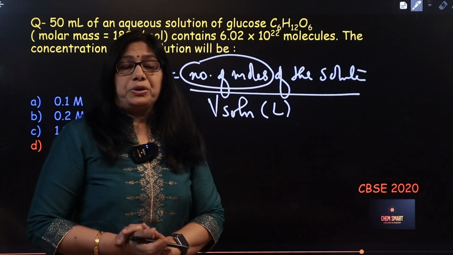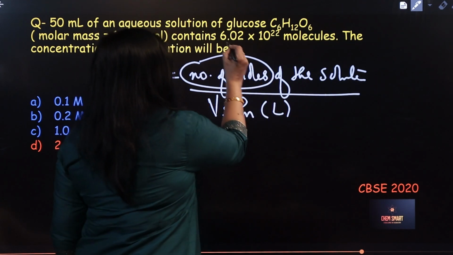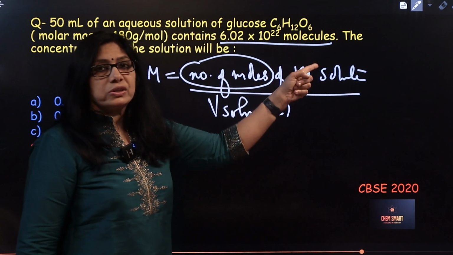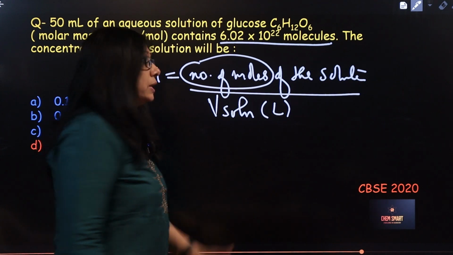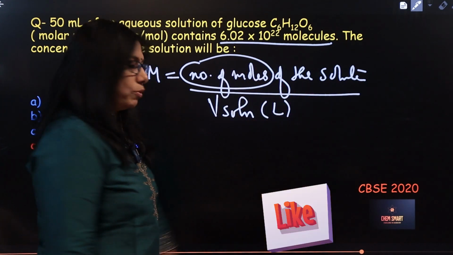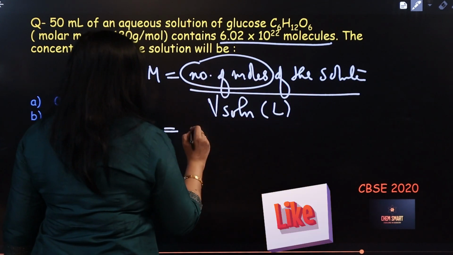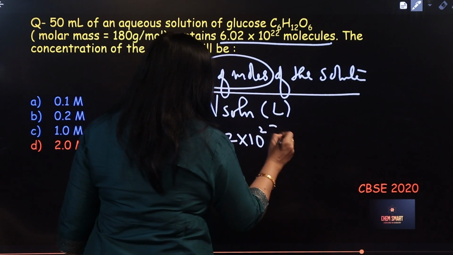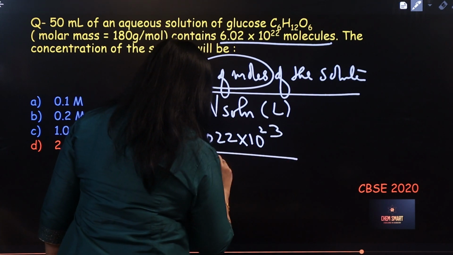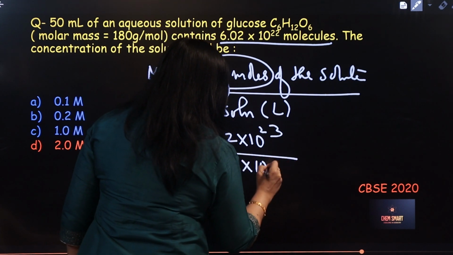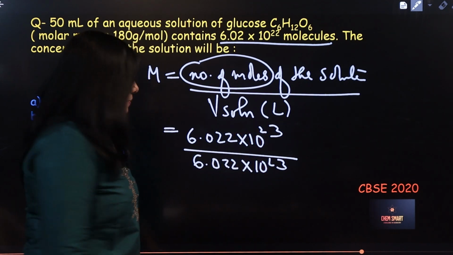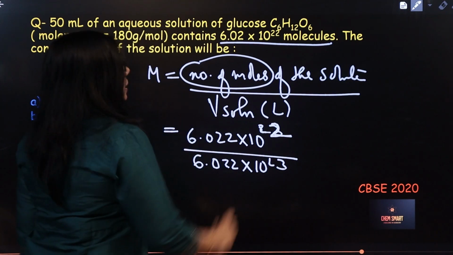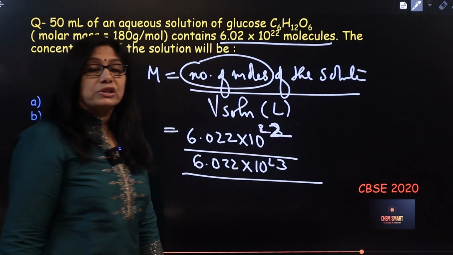There is another formula to calculate the number of moles: number of particles divided by Avogadro number. Number of molecules is given to you, so that's the number of particles. That divided by Avogadro number, you can get the number of moles. So in the place of number of moles, you can write number of particles divided by Avogadro number. So this is the number of moles. Number of particles, 6.02 into 10 raised to 22, divided by volume of the solution.